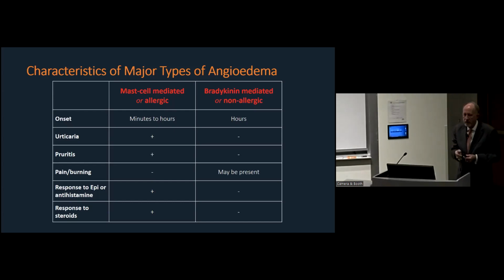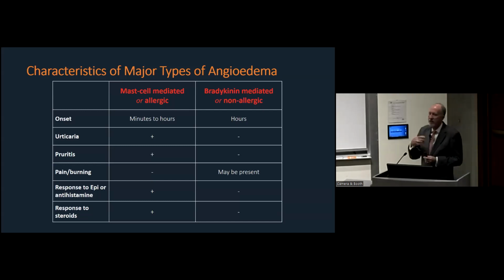And then the third piece here is the response to therapy. Bradykinin disease does not respond to epinephrine. It doesn't respond to antihistamines, doesn't respond to steroids. And again, that's something that you can ask your patient. Hey, what happened when you went to the emergency room? Well, they gave me epinephrine. So they don't do much anymore, but they gave me IV Tagamet and a steroid shot, and I didn't get any better.